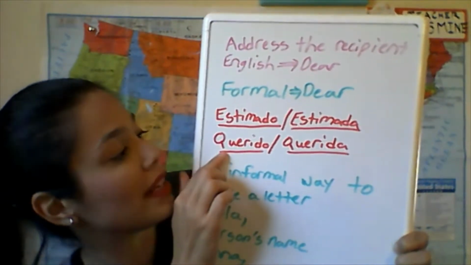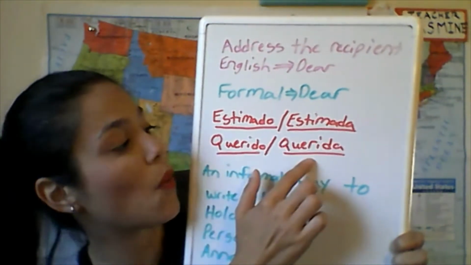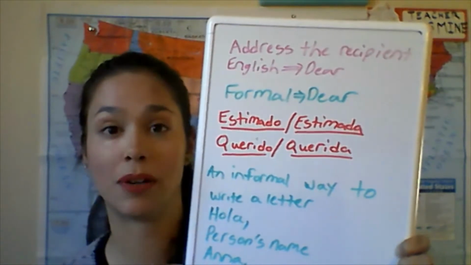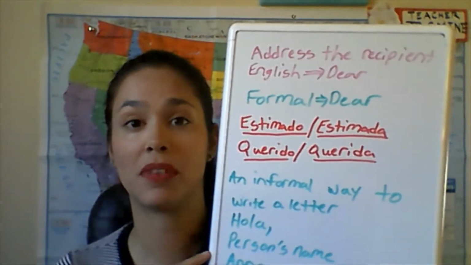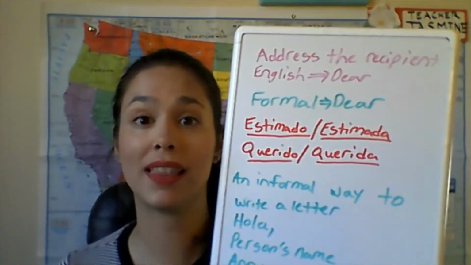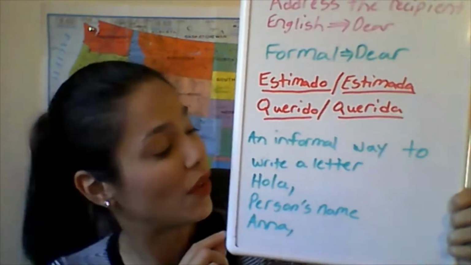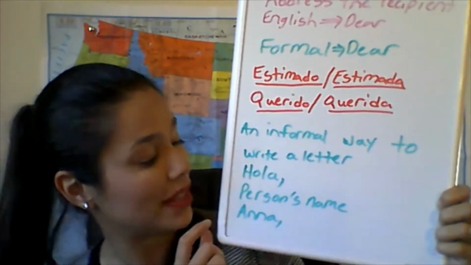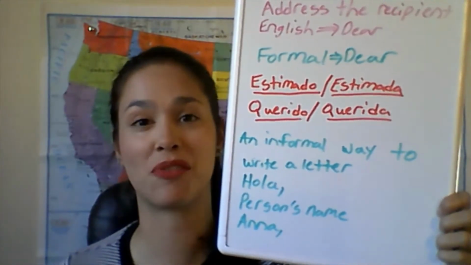Another way to begin a letter, you can begin it with querido, masculine, or querida, feminine. This is another way to say dear. But this phrase is usually used to express endearment. So you would use this phrase when you are writing a letter to a friend or a relative. Now for informal ways to write a letter, we can simply write hola. Or we can use the recipient's name. So in our letter examples, we're going to use the name Ana for our recipient.